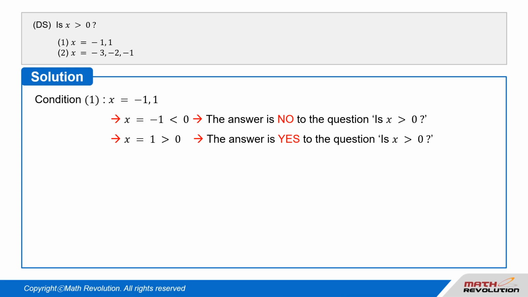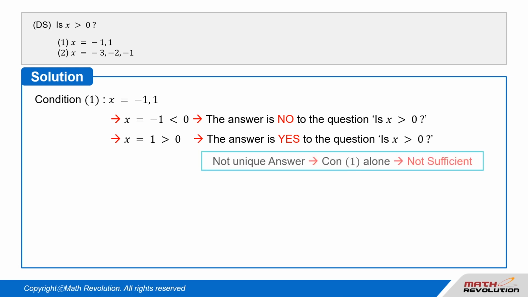This also means x is greater than 0 when x equals 1. So our answer to is x greater than 0 is yes. This condition is not sufficient as it gives both yes and no as an answer. That is not unique. Condition 2 tells us that x equals -3, -2, and -1.